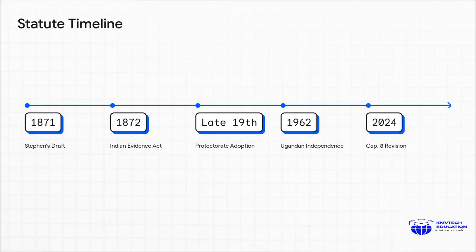We move from Stephen's Indian draft in 1871 to the official Indian Evidence Act in 1872. Then, we see its adoption in the Uganda Protectorate in the late 19th century. The statute actually survives past Ugandan independence in 1962, continuing right up to the modern 2024 revised edition. That is the Cap 8 statute you absolutely must master for your exams today.